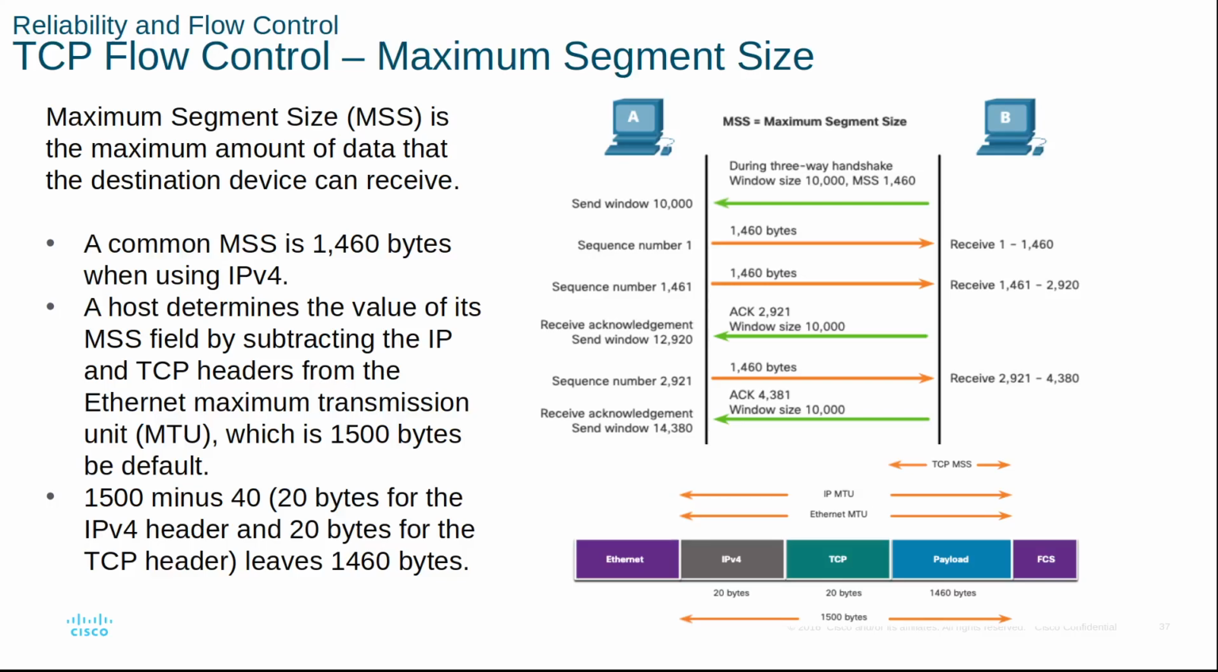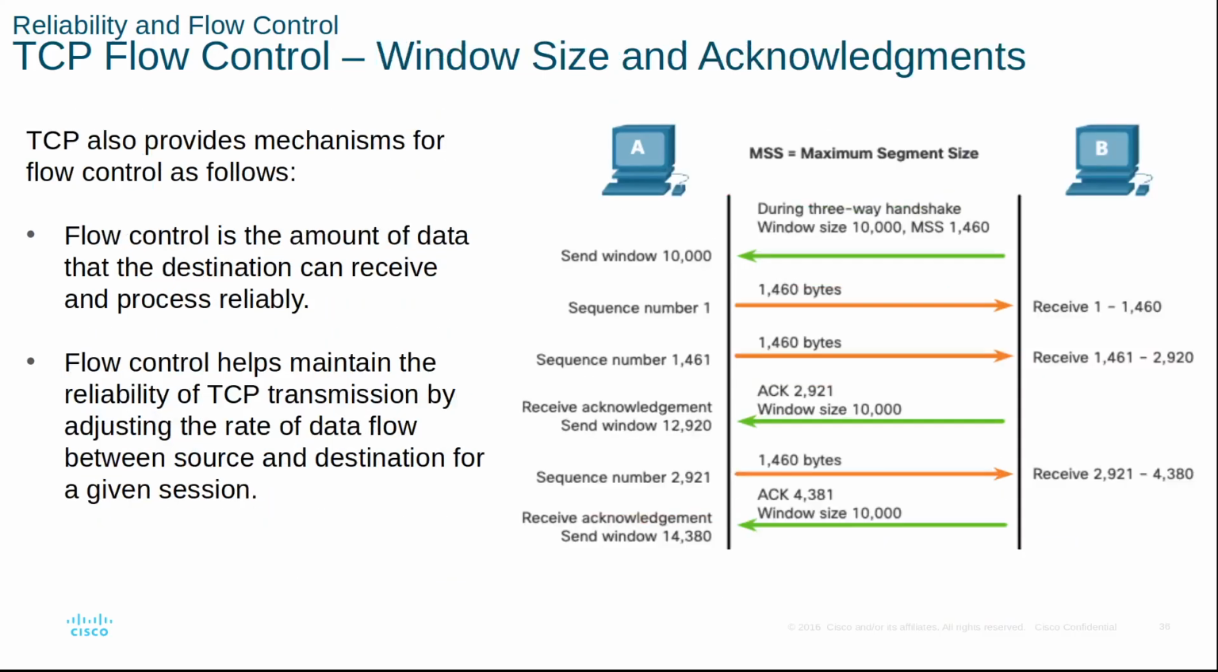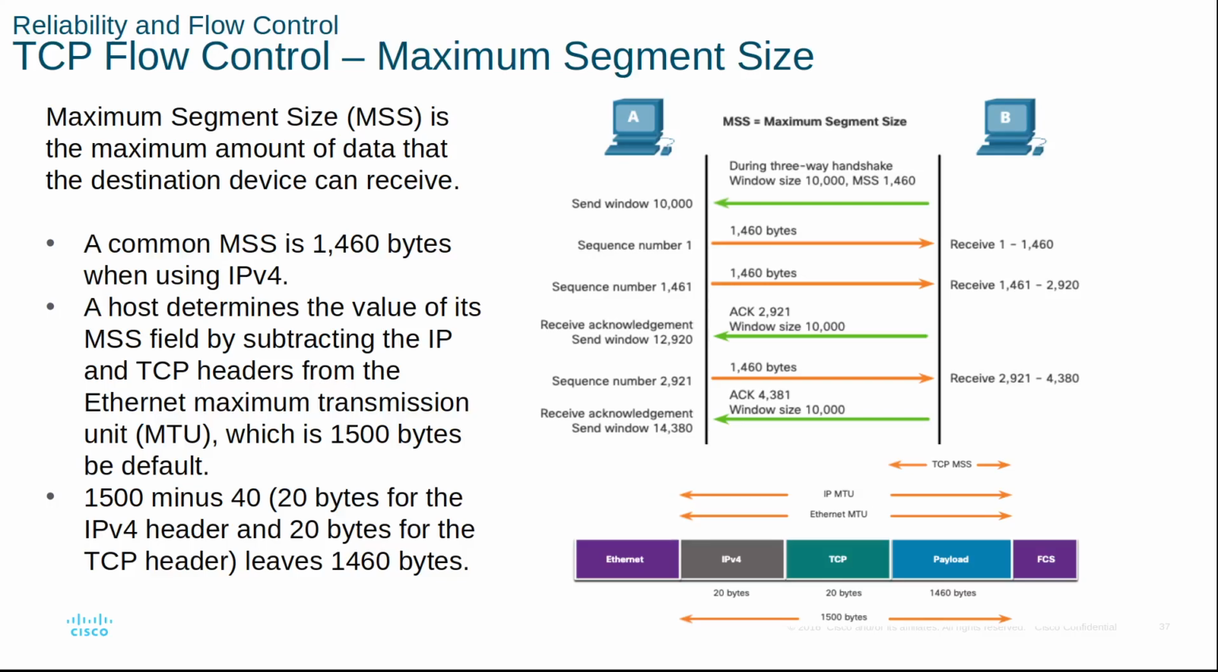The maximum segment size, MSS. That was on the previous slide, wasn't it? Yeah, MSS 1460. So that's the maximum amount of data that the destination can receive. With IPv4, it's commonly 1460. Where do we get that 1460? The maximum is 1500 bytes. However, there's 40 bytes of overhead, 20 for the IPv4 header and 20 for the TCP header. So you get 1460 bytes of actual data.